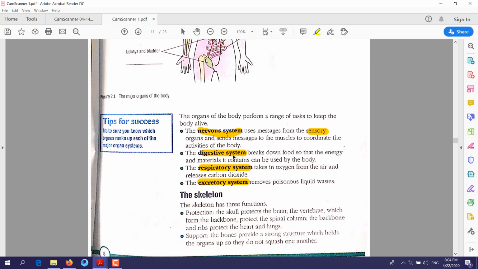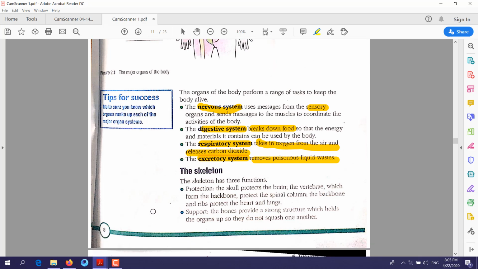Digestive system: the main function of the digestive system is to break down food. Then the respiratory system: its main function is to take in oxygen from the air and release carbon dioxide, or you can say the function of the respiratory system is gas exchange. Excretory system: its function is to remove body wastes.